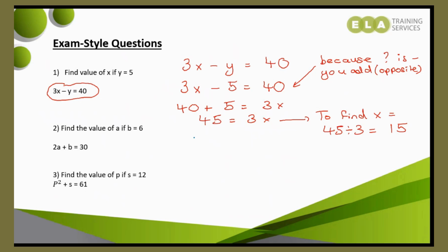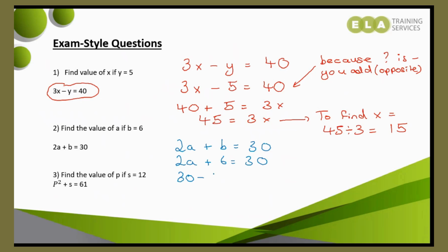Okay, let's try one more. So now we've got 2a plus b equals 30. And in our question, it says b equals 6, and we want to know what a is. So for example here, we're going to do 2a plus 6 equals 30. And notice this time what we have is different. This is a plus. So we're now going to have to subtract and do the inverse.